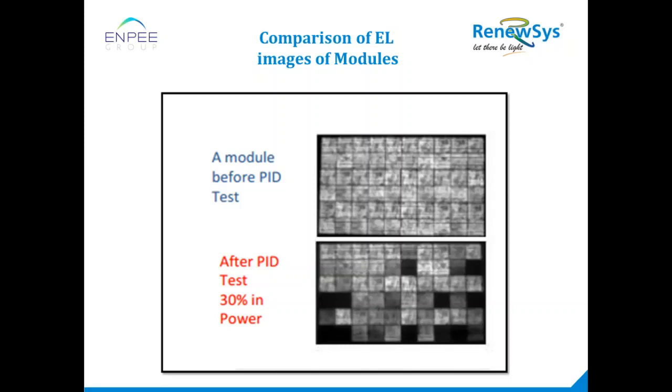Yes, it will decrease the effect of PID, but at the same time, it might not be a viable option in the solar industry, because increasing thickness protects against PID, but at the same time, it is going to decrease the transmittivity of the light.